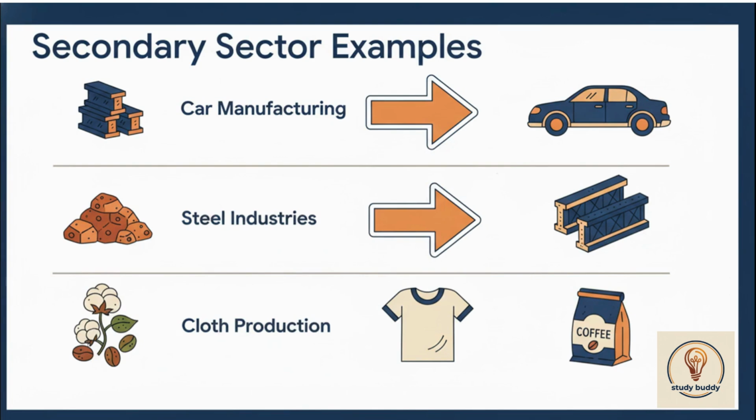So a car factory takes steel and other materials and builds a car. The steel industry takes iron ore and turns it into steel. A textile mill turns raw cotton into the cloth for our clothes. And remember those coffee beans we saw being picked? This is where they get roasted and packaged, ready for the shops.